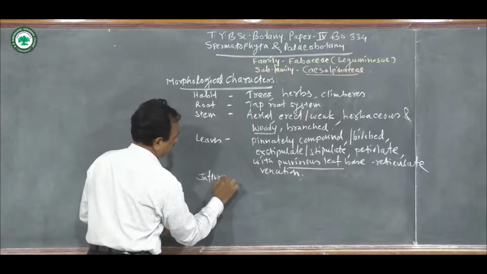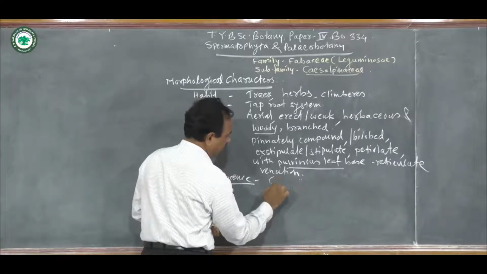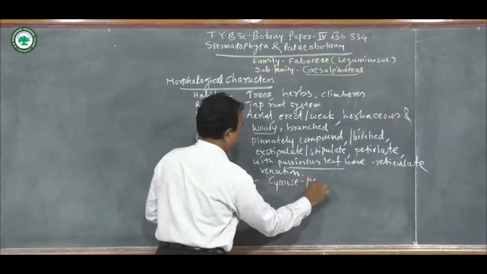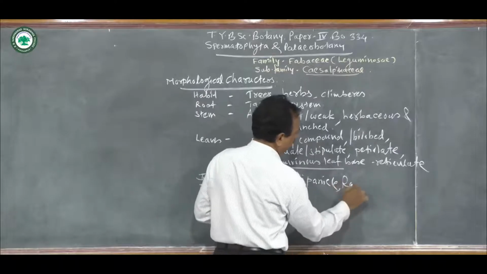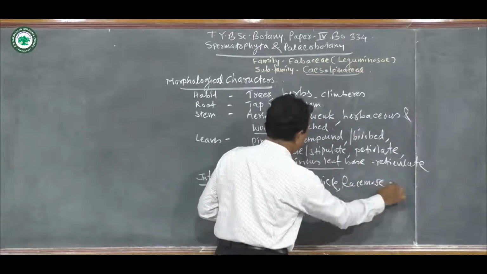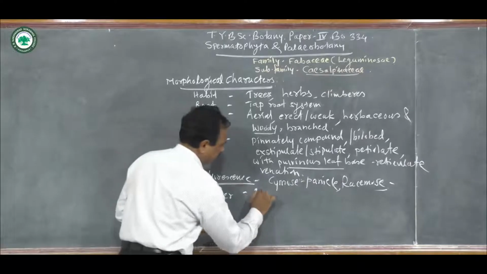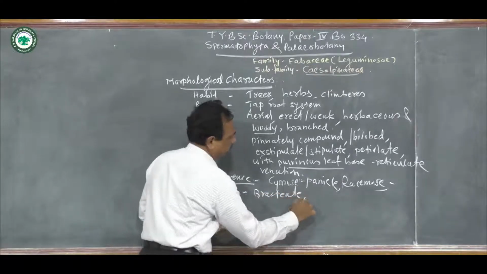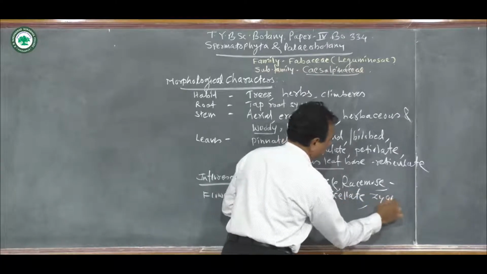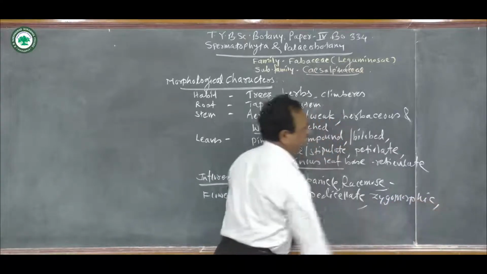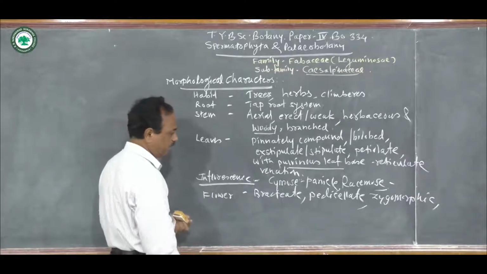Then if you see the inflorescence, it is of cymose panicle type. Sometimes it may show racemose type, that is raceme type of inflorescence. If you see the flowers, these are bracteate, pedicellate. Flowers are zygomorphic. Here the floral parts are unequal in size and shape, particularly the sepals and petals. That's why the flower becomes zygomorphic.